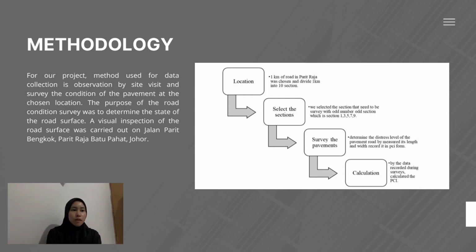Next, for our project, the method used for data collection is observation by site visit and survey of the condition of the pavement at the chosen location. The purpose of the road condition survey was to determine the state of the road surface. A visual inspection of the road surface was carried out on Jalan Parit Bengkok, Parit Raja, Batu Pahat, Johor. First, we chose 1 kilometer of road in Parit Raja and divided it into 10 sections. 5 sections were selected to be surveyed. We determined the distress level by its measurement, and lastly, with the data collected, PCI was calculated.